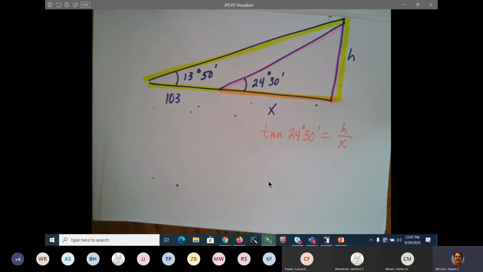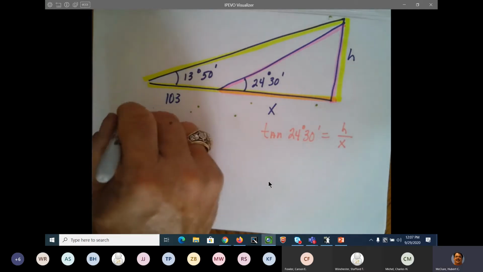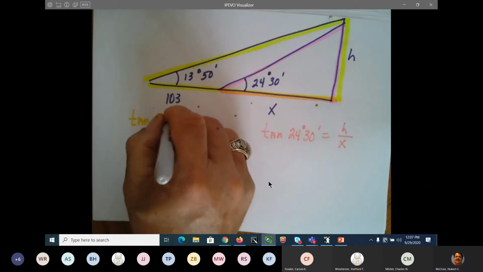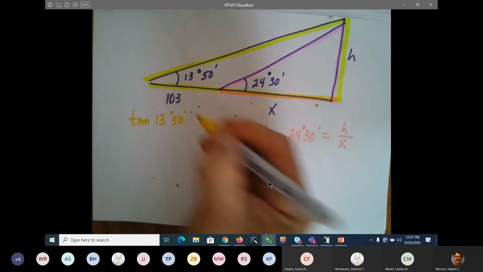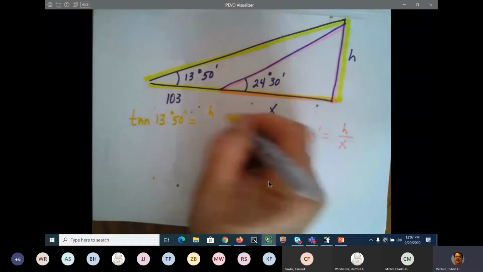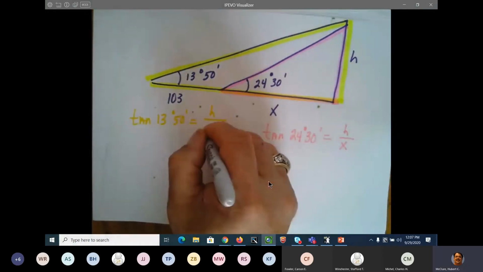And now I'm going to get my yellow marker. And I'm going to do the tangent of 13.50 is equal to h over x plus 103.